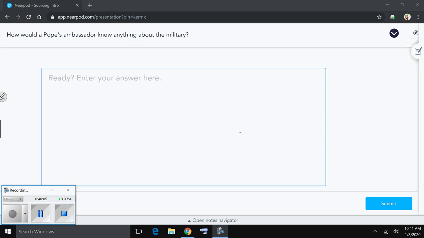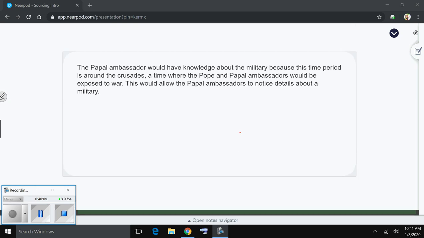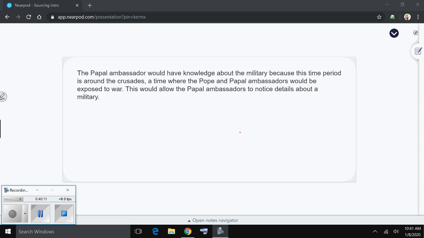Better. Let's look at this one. The papal ambassador would have knowledge about the military because this time period was around the Crusades, a time when the Pope and papal ambassadors would be exposed to war. This would allow the papal ambassadors to notice details about the military. That's more of an answer than the first one. Please structure yours somewhat similar.